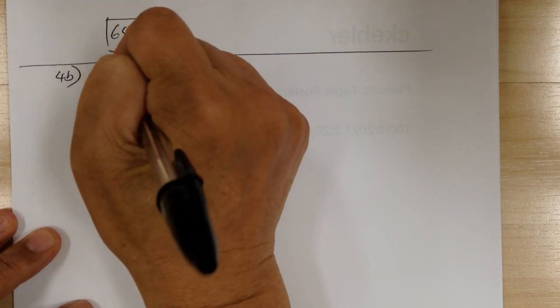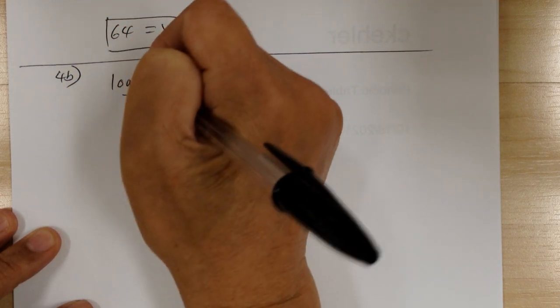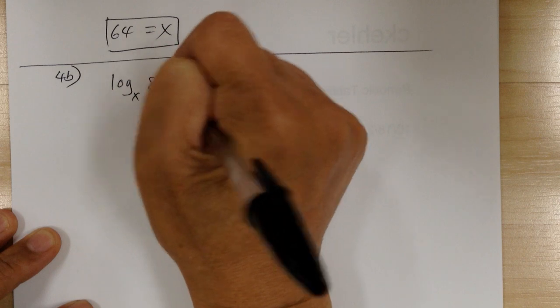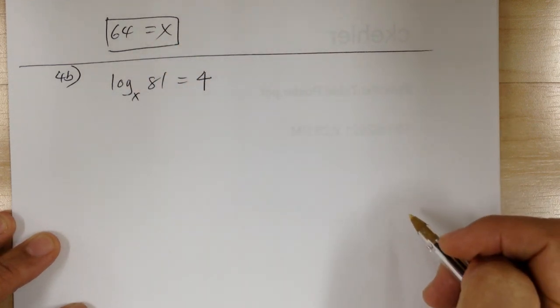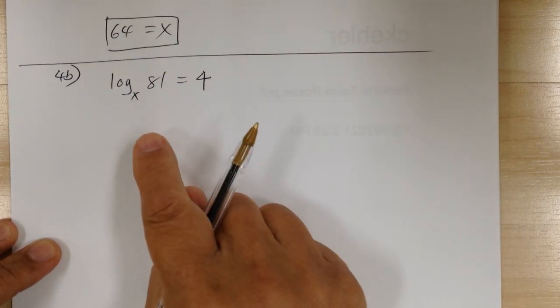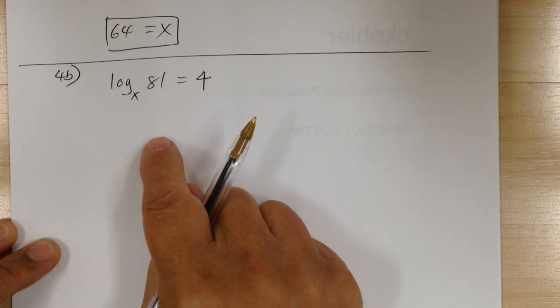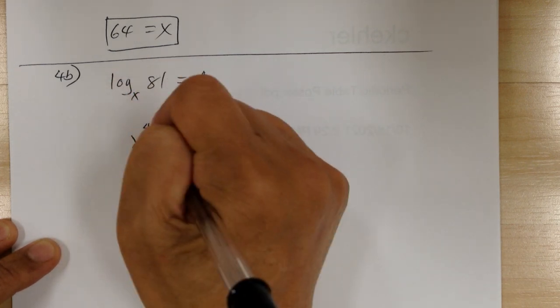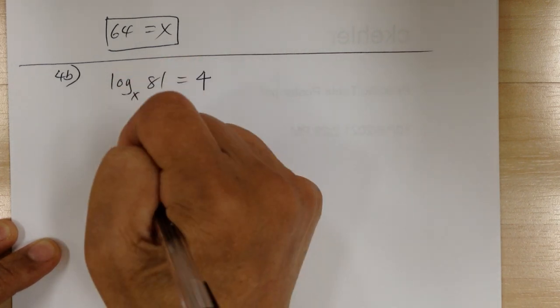Okay, let's go to 4b. You have log base x of 81 equal to 4. So again, to evaluate, you always just change to the other form. So you're going to get x to the 4 equal to 81.